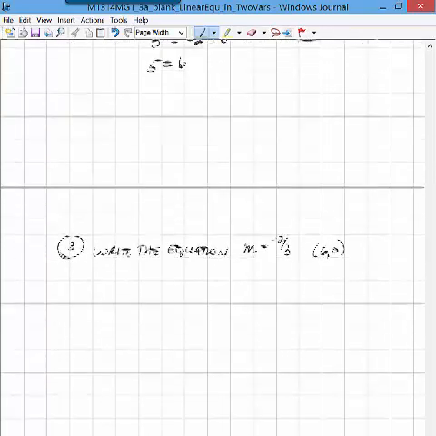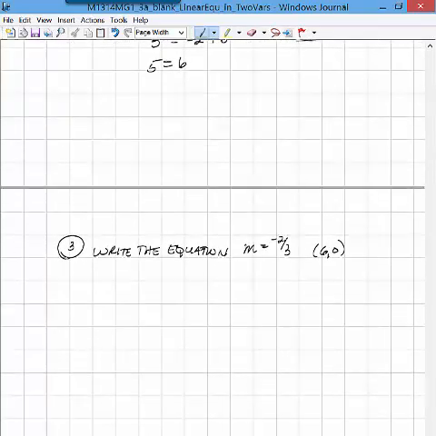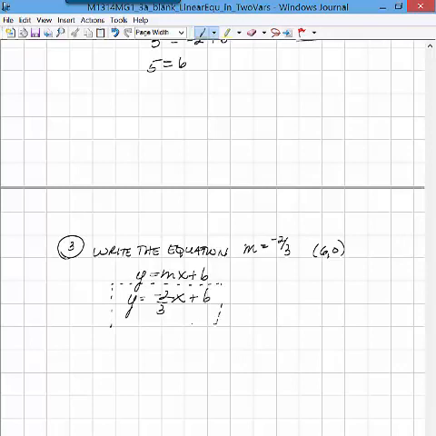Write the equation of the line with the slope of negative 2/3 passing through the point (6, 0). Again, y equals mx plus b. Now I replace the m with the negative 2/3, and I note that I almost had the answer. I just need to solve for b. So I'm going to put a 6 in for x and a 0 in for y. So 0 will equal negative 2/3 times 6 plus b.